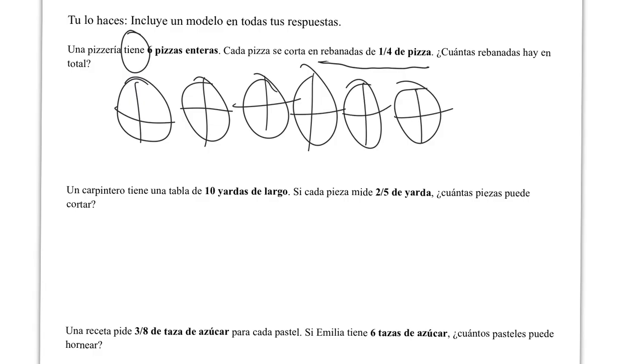You'll see that. Now they just want to know how many slices. So they were cutting into slices of 1/4 of the pizza. How many slices? Okay. 1, 2, 3, 4, 5, 6, 7, 8, 9, 10, 11, 12, 13, 14, 15, 16, 17, 18, 19, 20, 21, 22, 23, 24. 24 slices would be your total.